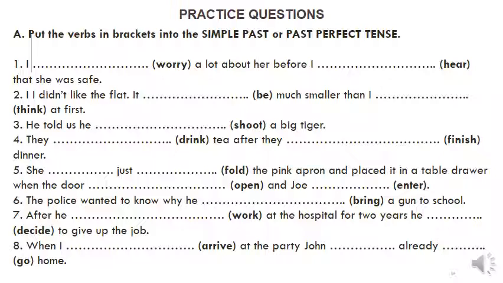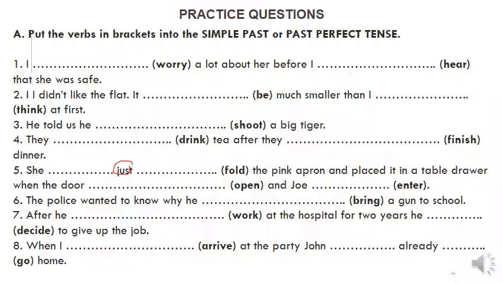"They drink tea after they finish dinner." Which action happened first? The action of finishing dinner. So the action that happens first takes the past perfect tense. So they drank tea after they had finished dinner. Here we have just directly the past perfect: she had just folded the pink apron and placed it in the table drawer when the door opened and Joe entered.